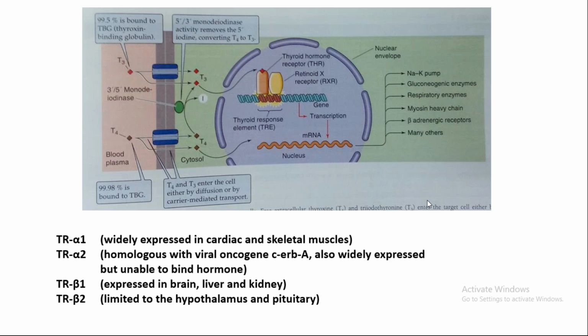T3 binds more rapidly and avidly to the thyroid receptor, and therefore T3 is more potent than T4. T3 binds very rapidly in myocytes, in muscles, especially in the heart. T3 is not formed from T4 there, so T3 directly enters the myocytes to combine with the nuclear receptor. Here, this is the nuclear receptor, and it expresses or inhibits the gene.